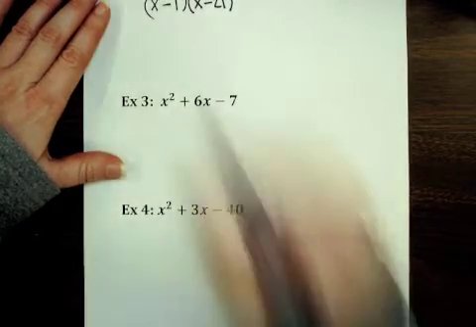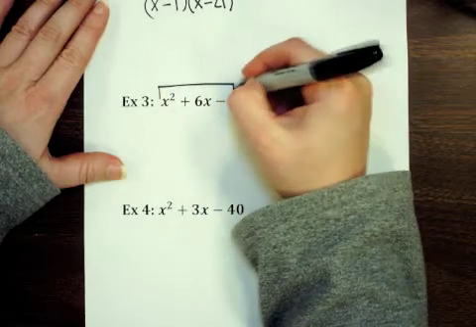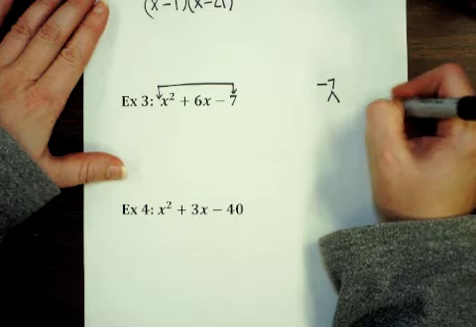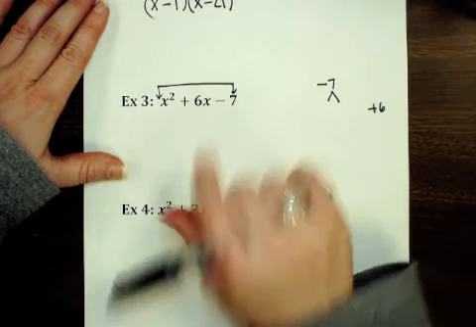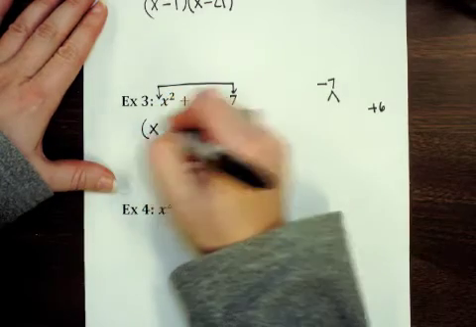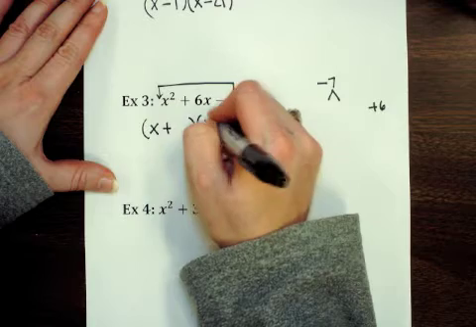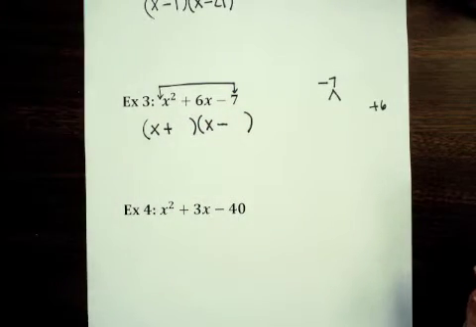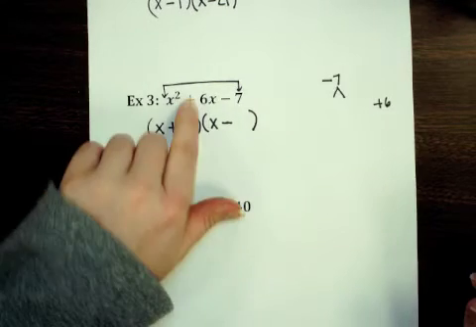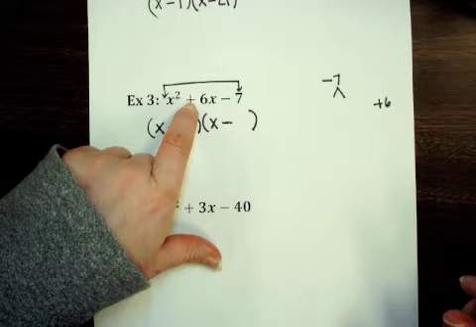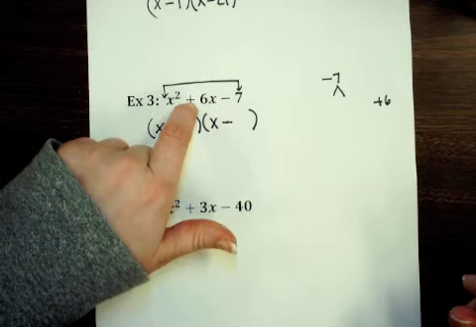Example 3, what multiplies to give me negative 7 but adds to give me positive 6. Signs are different in this case. So I'm going to have one plus and one minus. Signs are different. Now this tells me I have more positive numbers, so the bigger number will get the positive between the two.